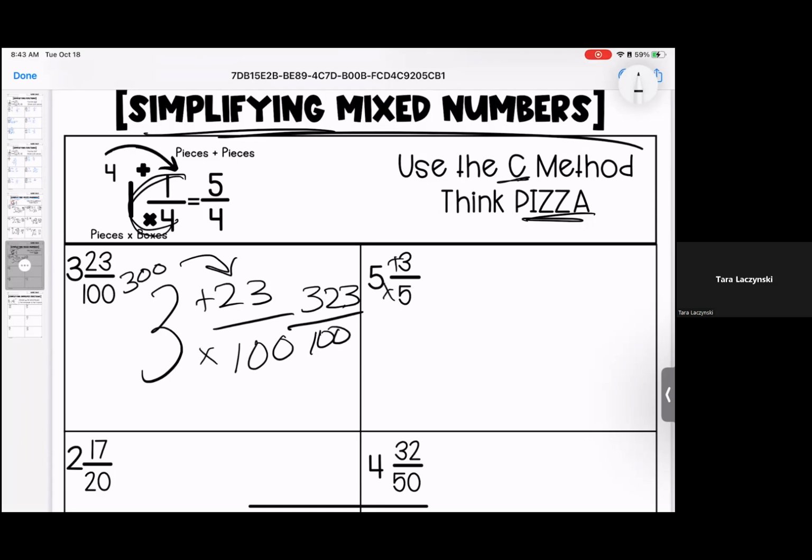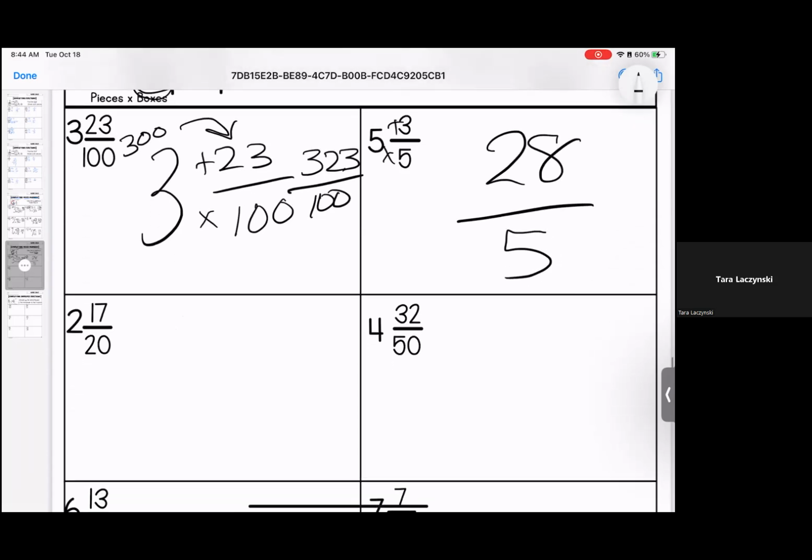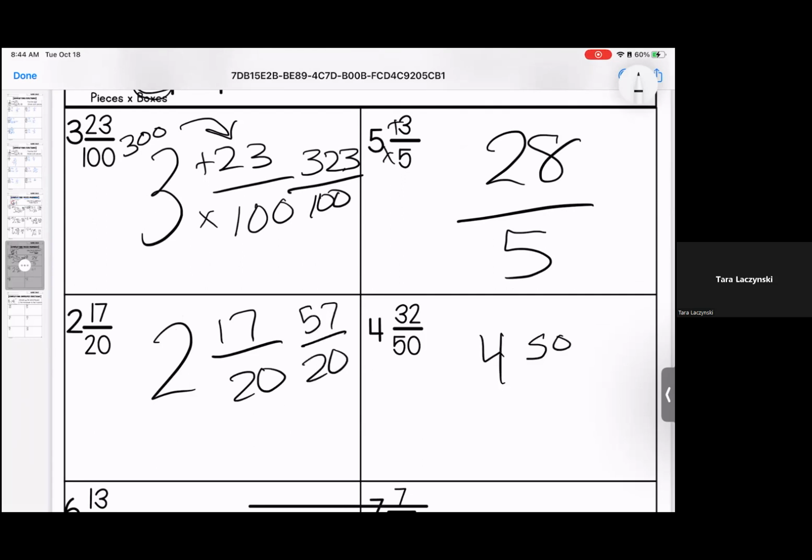Multiply by the bottom, add the top. 5 times 5 is 25. 25, add 3 is 28 over 5 for that one. 2 and 17 over 20. When we do 20 times 2, we get 40. When we add our 17, we get 57 over 20.